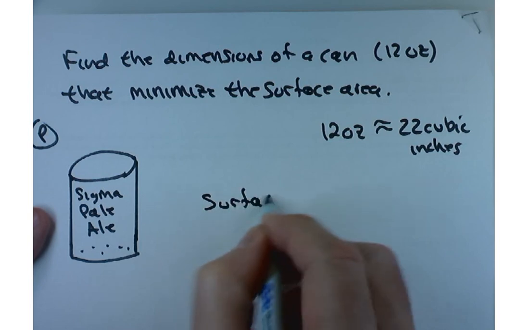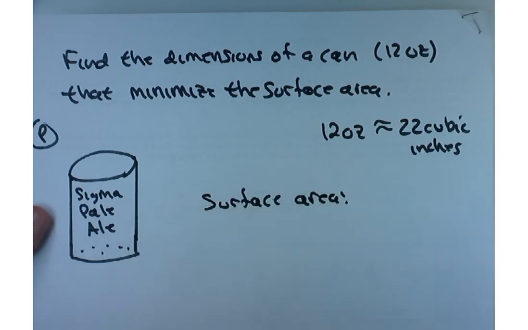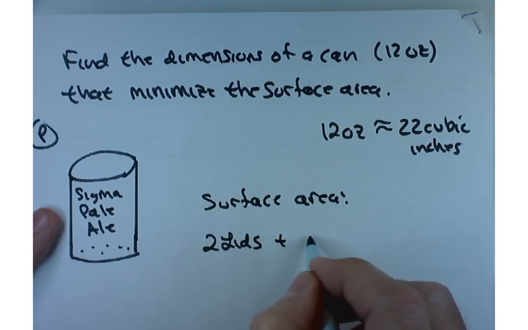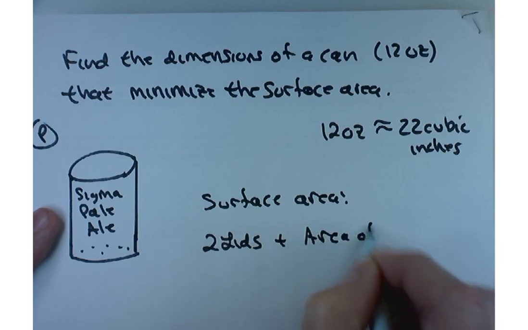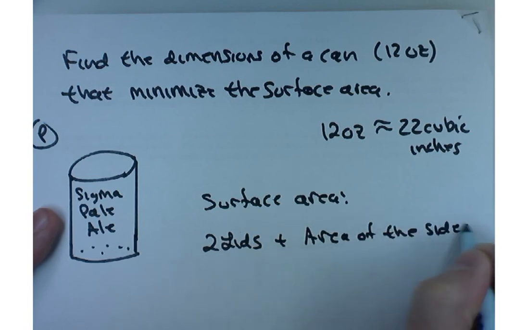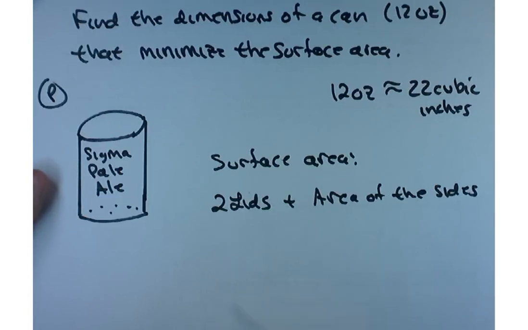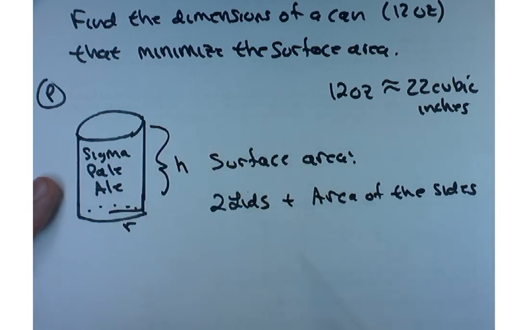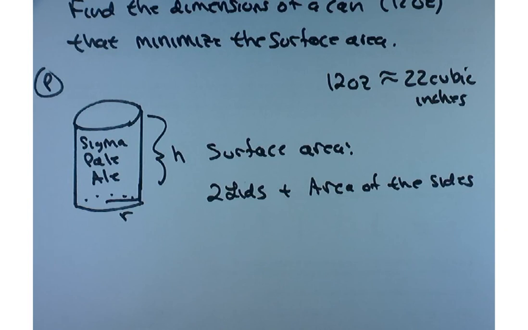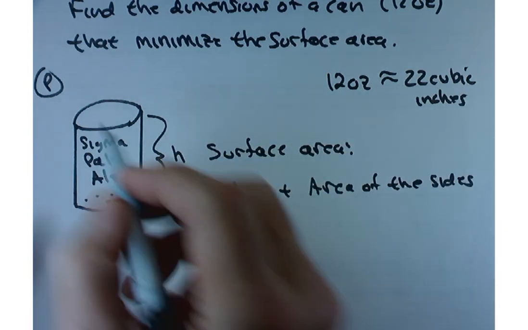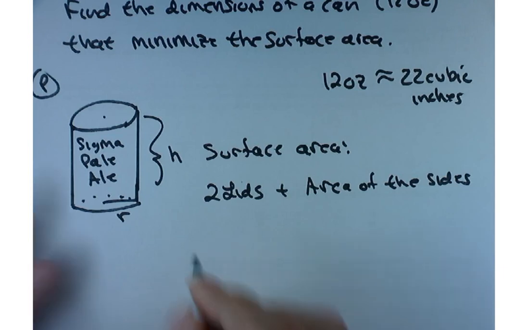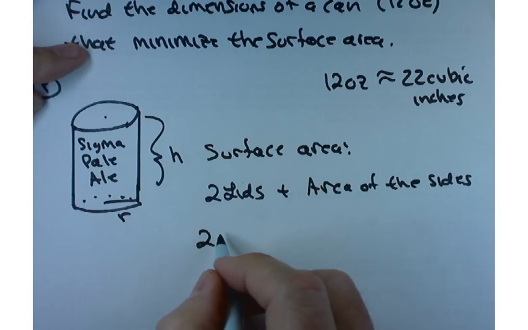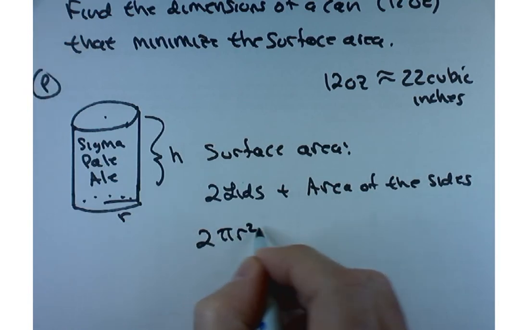Surface area has two parts. It has two lids, top and the bottom, plus the area of the sides. So maybe I should label my picture a little bit more. I'm going to draw in a radius, r, and a height, h. Okay. The two lids. Well, what's the area of one lid? Well, that's the area of a circle, right? The area of a circle is pi r squared. So we get 2 pi r squared.